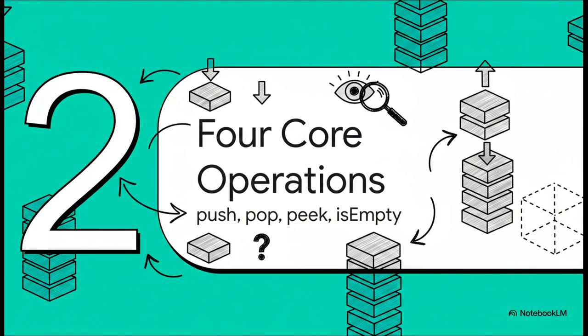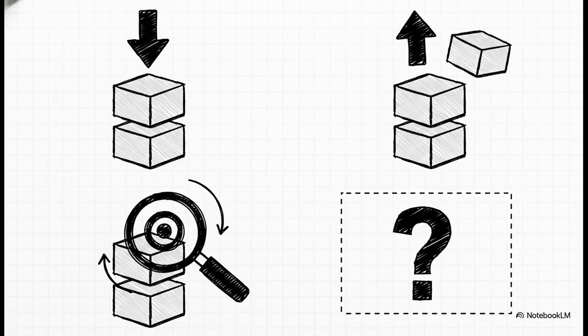Moving right along to Section 2, 4 core stack operations. So we have the concept down, but now we need the specific commands to actually use this thing. In computer science, we interact with this stack using 4 fundamental operations. First up is push, which just adds a new item to the very top of the stack. Next is pop, which removes and returns that top item. Then we have peek, which reads the top item without actually removing it. And finally, isEmpty, which is a really simple check to see if the stack has absolutely no items in it.